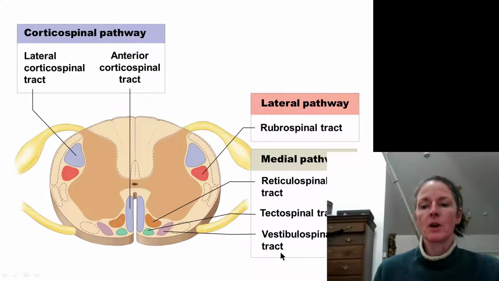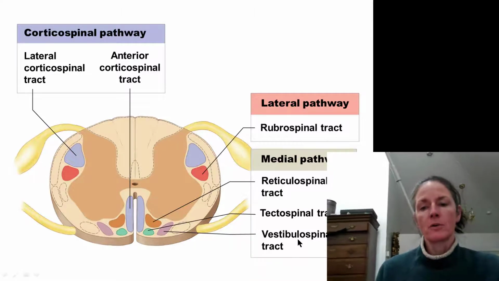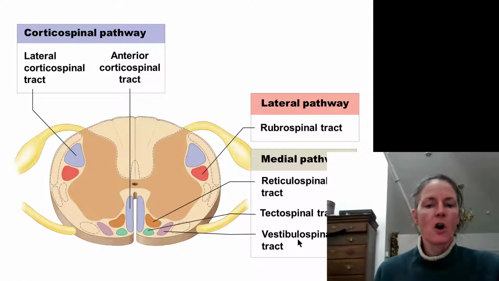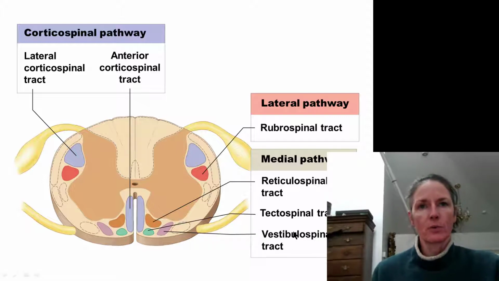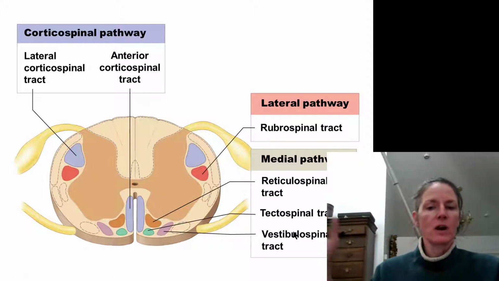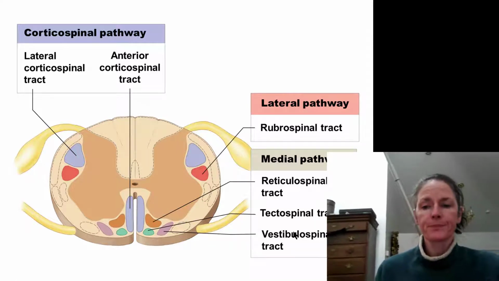Then we have the vestibulospinal tract, whose upper motor neurons will be originating from our cranial nerve nucleus 8, so the vestibular nucleus, which will be right there on the border of the pons and the medulla oblongata, right where cranial nerve 8 comes in.